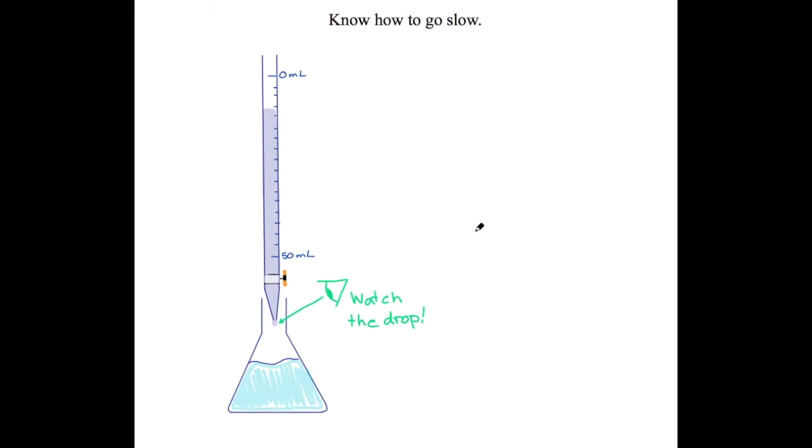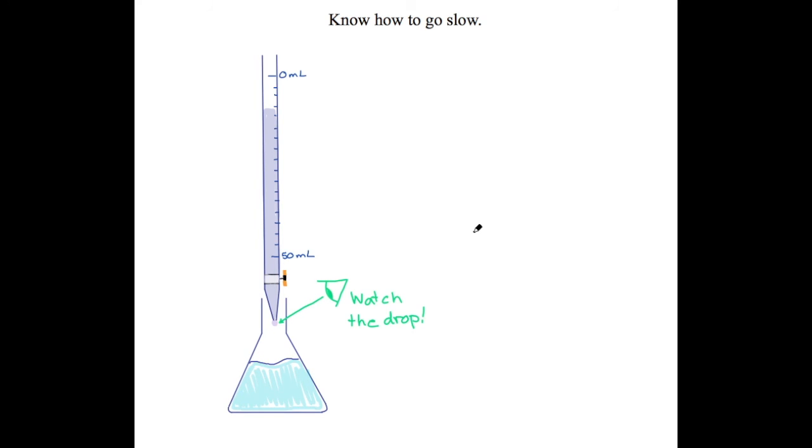Now, the last tip I'm going to give you is how to go slow in a titration. As you're approaching the end point of your titration, you want to make sure that you complete the titration within 1 or 2 drops of titrant. So at this point, you need to go really slow. Make sure that you get the reaction finished exactly and don't add extra drops.